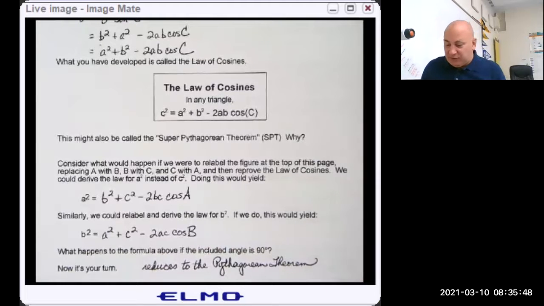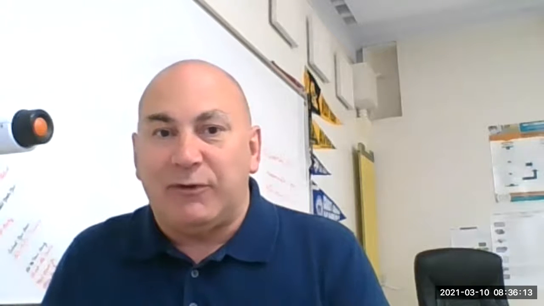So what we've done here is we have derived the law of cosines. In other words, if you have side, angle, side, you can still solve the triangle, and solve the triangle means find all the angles and all the side lengths. So in the last two lessons, we've learned the law of sines and the law of cosines, and we've used those to solve triangles. That's all we have for now. Have a great day.